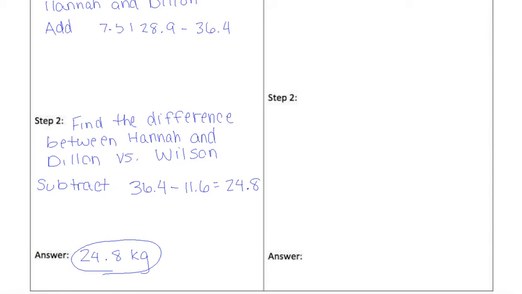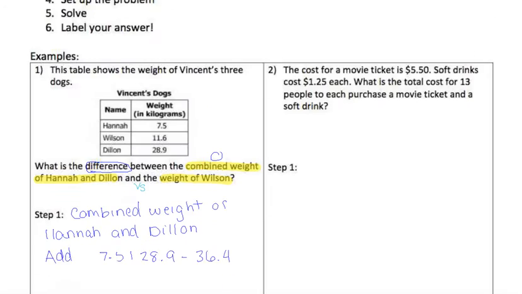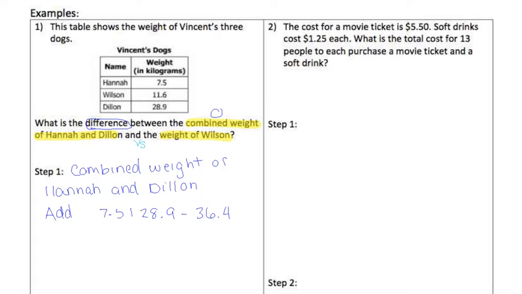If we look at the second example, the cost for a movie ticket is $5.50. Soft drinks cost $1.25 each. What is the total cost for 13 people to each purchase a movie ticket and a soft drink? So if we look at that problem, we have a movie ticket is $5.50. A soft drink is $1.25 each. And it wants to know the total cost for 13 people.